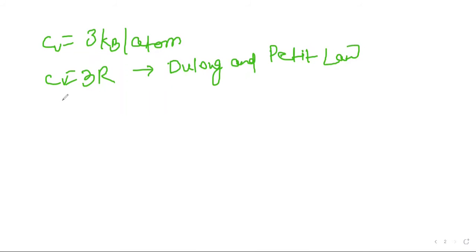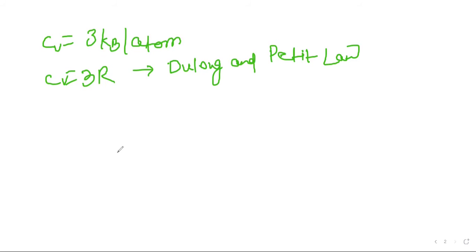So it says that CV is equal to 3R. It has a fixed value; if you put the value of R, then we have a numerical value. But this law does not hold true for all temperatures. It is valid at room temperature, but at low temperature the value of CV for almost all materials does not follow this law, and it drops rapidly below a certain temperature.